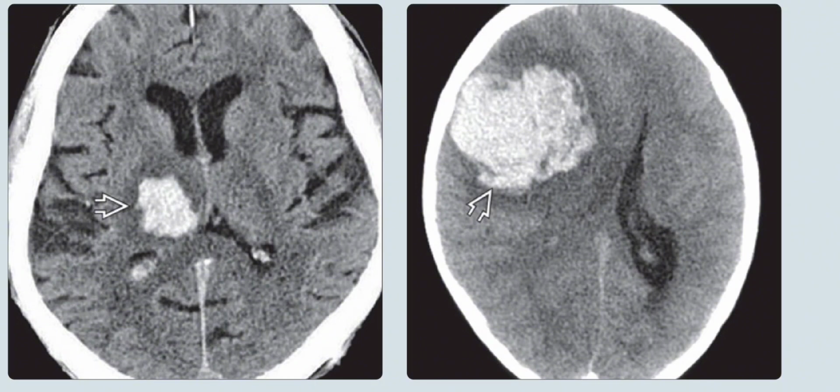Right is the axial CT scan in this 5-year-old, and it shows a large frontal lobe hemorrhage with surrounding edema and mass effect. Additional imaging revealed an underlying cavernous malformation. In children, vascular lesions represent 50% of all intracranial hemorrhages.